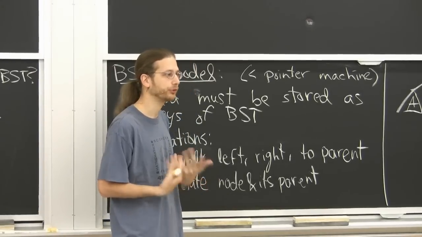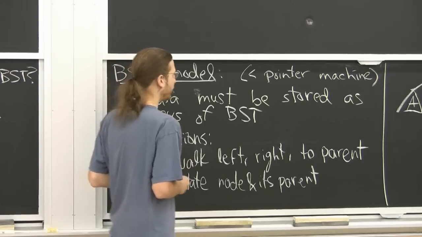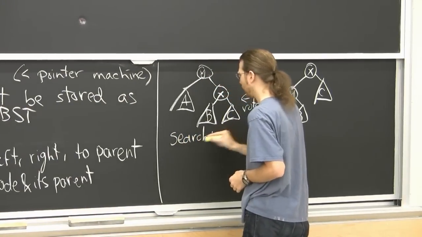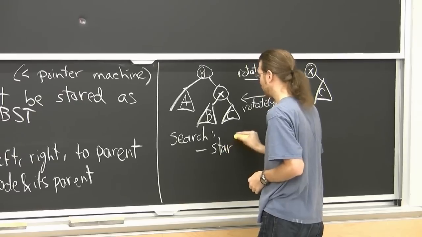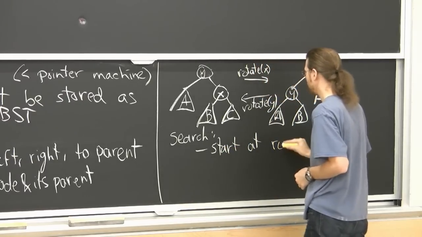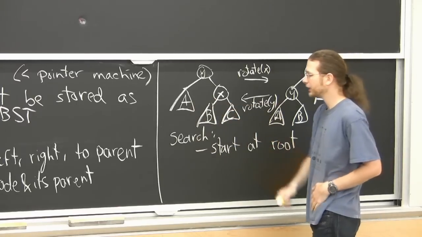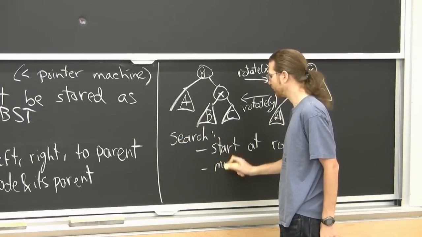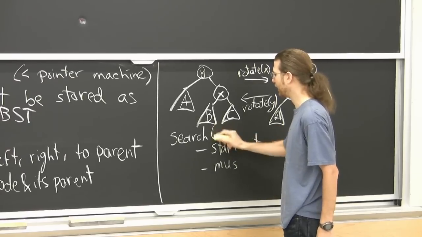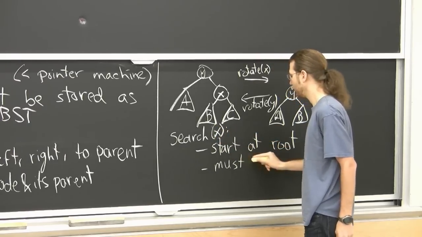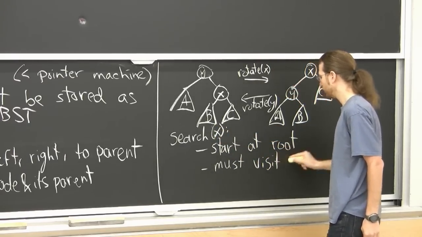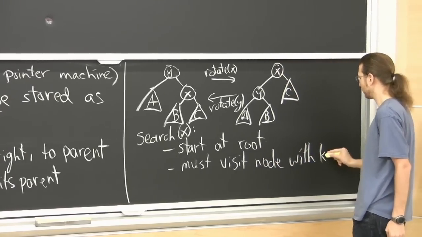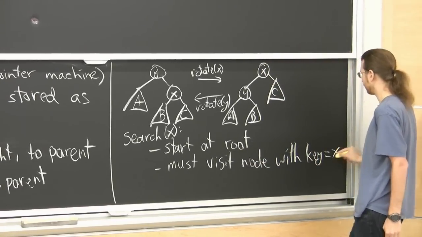So these are the operations you can do, and in this model, really the only thing you can do is a search. Suppose I want to search for a key. The model is to do a search. I start at the root of the tree, of the binary search tree. I can do these walks, I can do rotations, and if I'm going to search for x, I must visit the node with key equal to x.